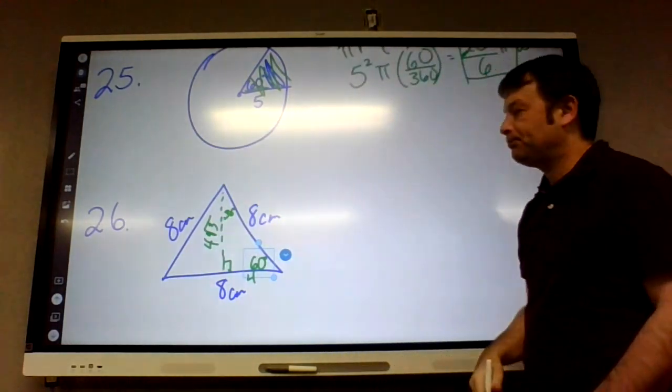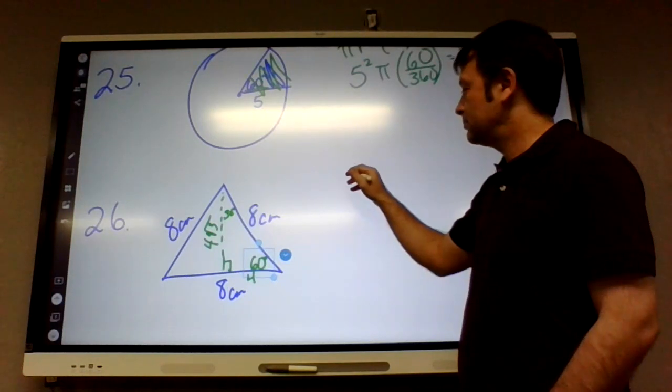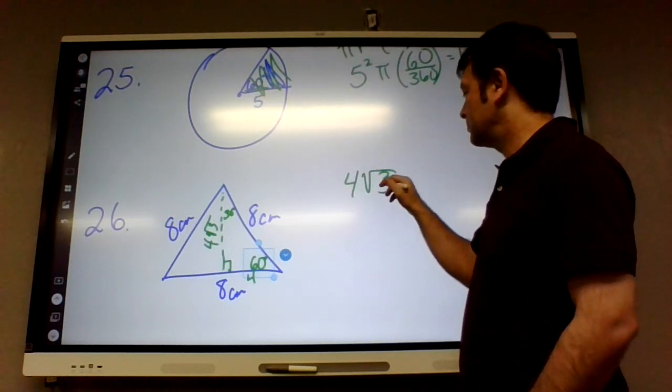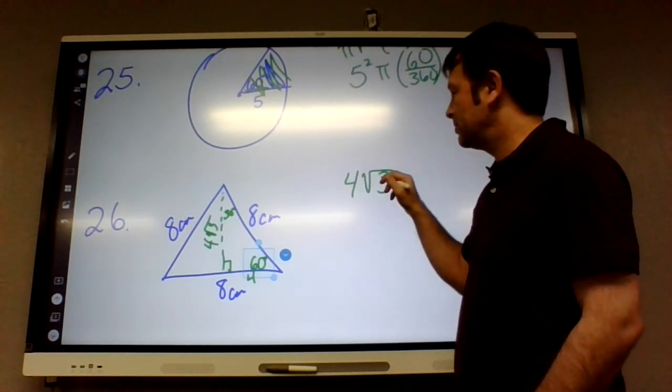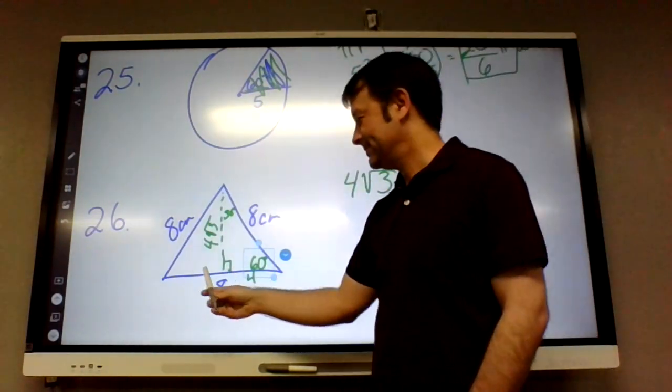That's the height. Okay, so how do I find the area? 4 square root of 3 times base. Times 8. Over 2.